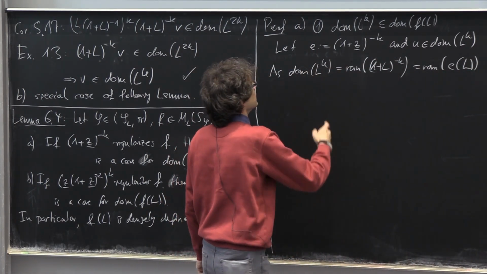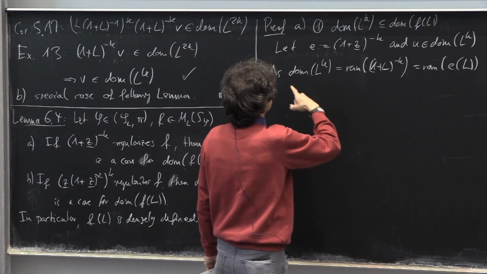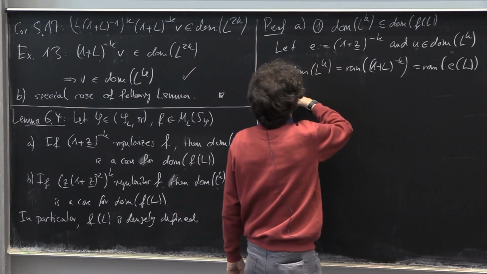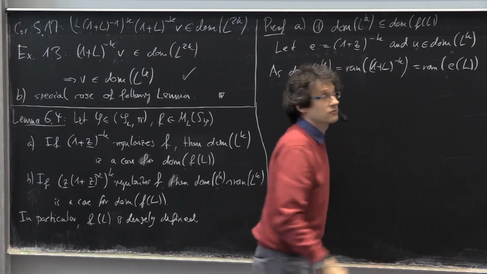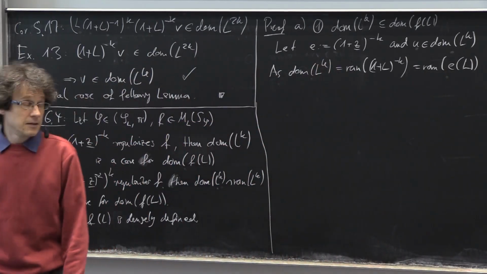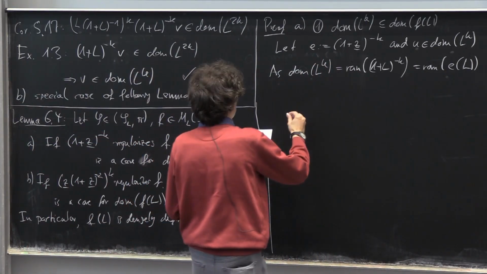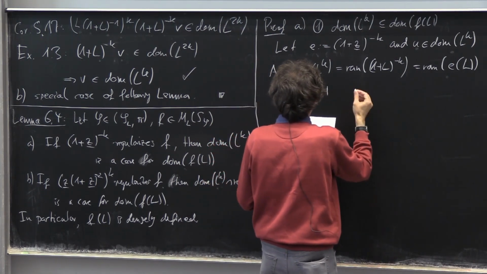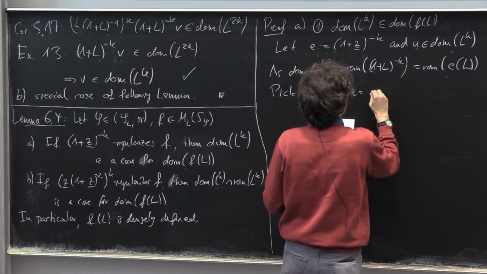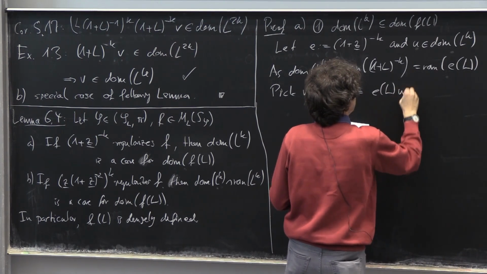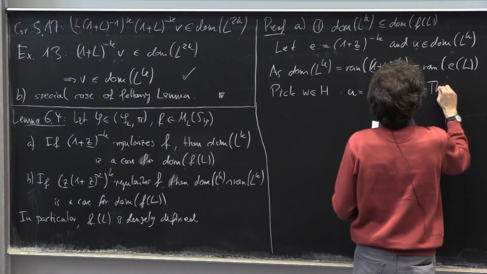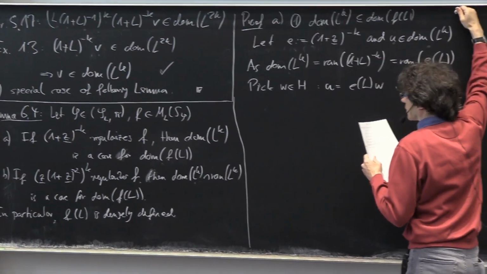So we know we have taken our u in the domain of L to the k, so as this domain is the range of e of L, we can now pick some w in H such that u is the image of w under e of L, that is, u equals e(L)w. And then it's just one short calculation.